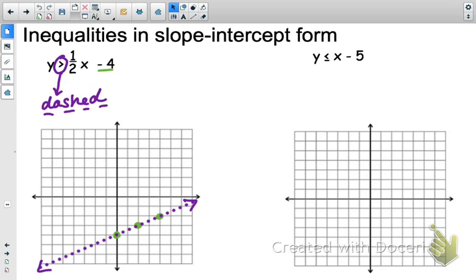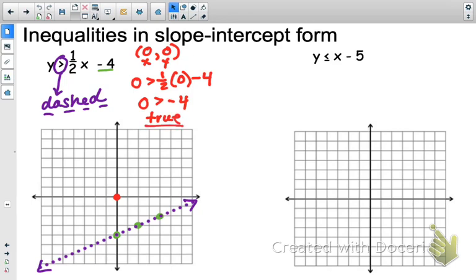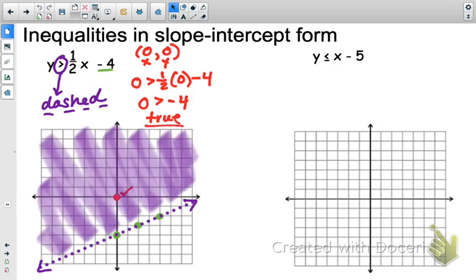Now for testing the point. 0, 0. Again, it's a great point to choose because plugging in zeros for x and y makes our life a little bit easier, especially when there's fractions involved. So that means we need to plug in 0 for x and 0 for y into our original inequality. We get 0 is greater than -4. This time we have a true statement. So when it's true, that means 0, 0 is a solution, so we're going to shade that side.